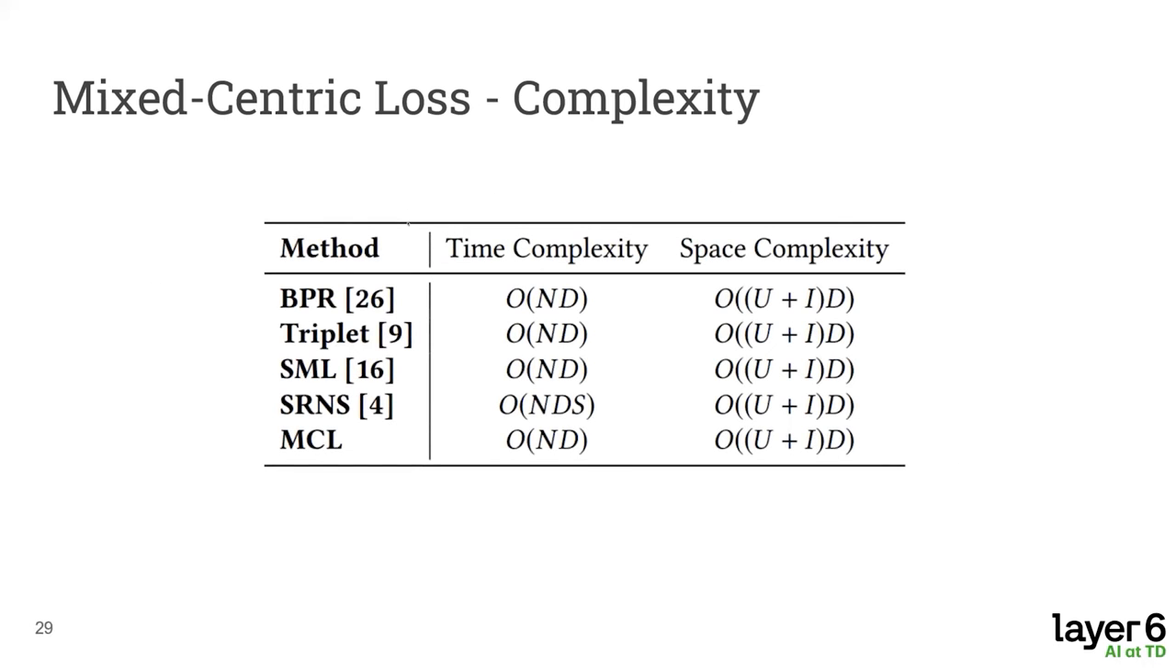Here we show the complexity comparison between our loss and BPR, triplet, SML, and SRNS. The time complexity of MCL is the same as BPR, triplet and SML, while SRNS has higher complexity due to score computation in the memory bank. All the five methods have the same space complexity. This analysis shows that our loss has the same complexity in time and space as BPR, triplet and SML, while SRNS has slightly higher time complexity.